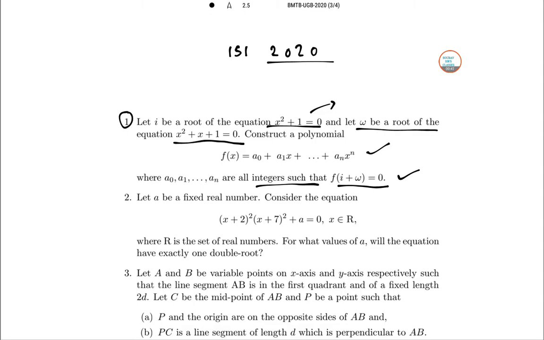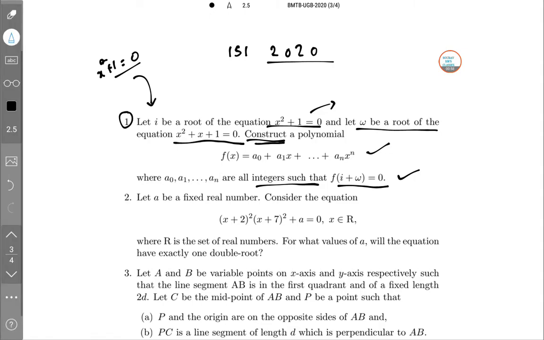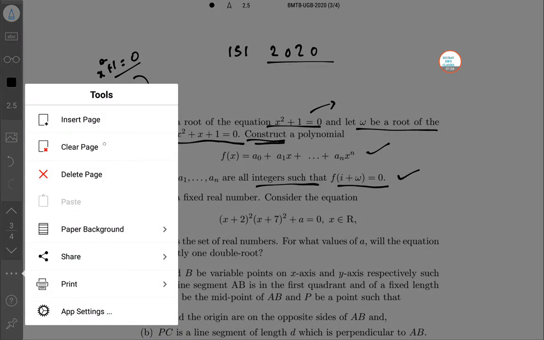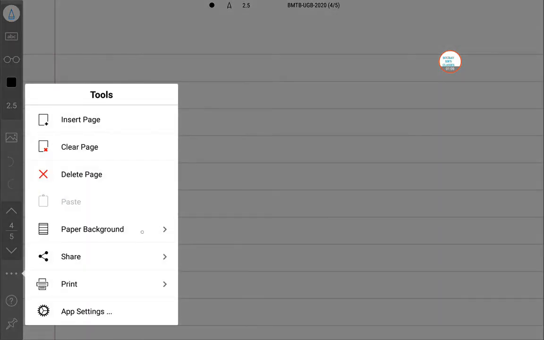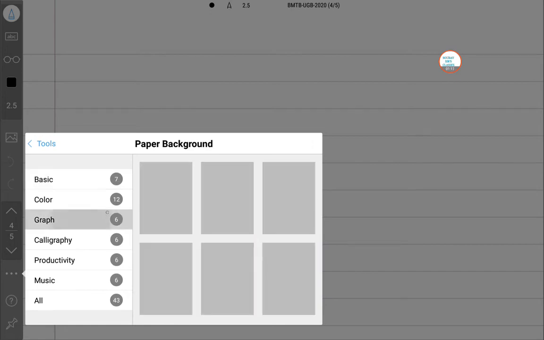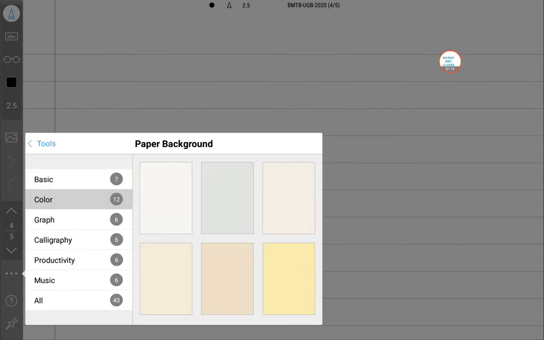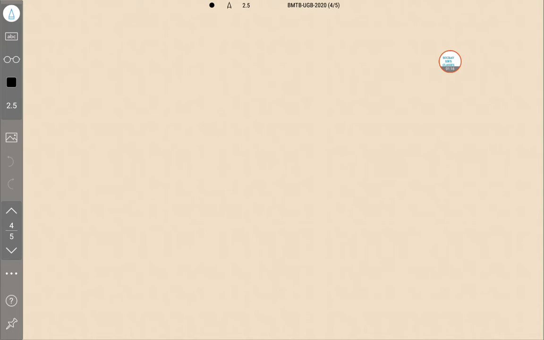Let me just recalibrate the question. First we have an equation x square plus 1 that has a root that is i, and let omega be the root of another equation. So we need to construct a polynomial which is given in this format. Construction of a polynomial is our main motto here. Let's just add one page here. Okay, so how are we going to solve this?